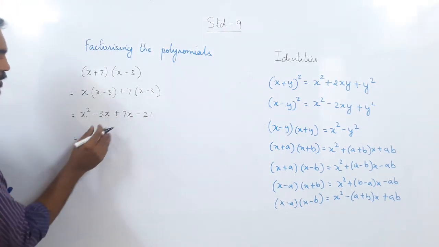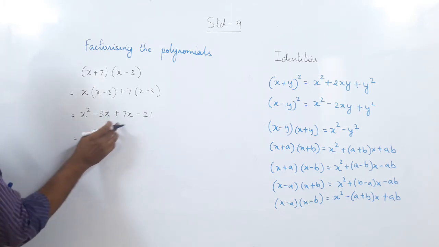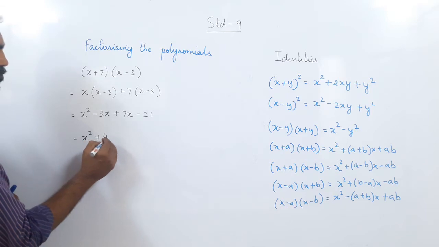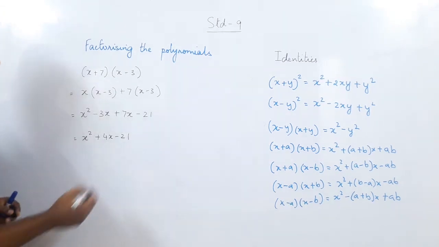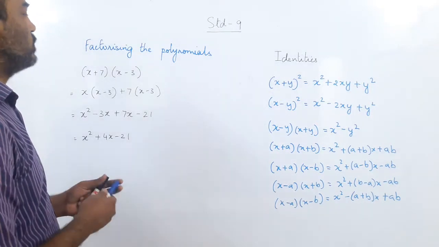So I get x square. These two terms are like terms. Can you see? Same variable. So 7 minus 3 is how much? 4x minus 21. Okay.